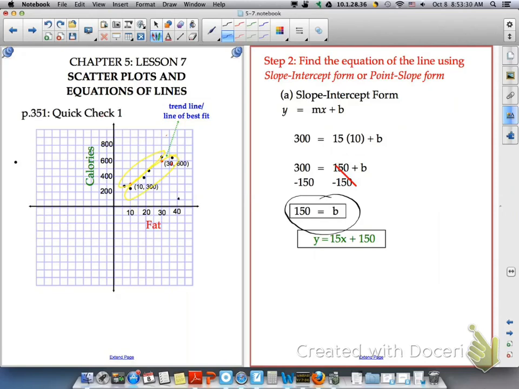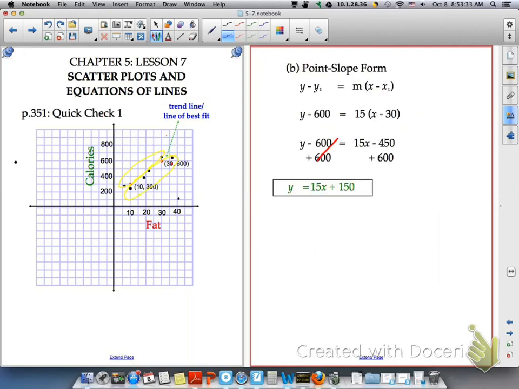How are you doing? Good? Okay. Now you can also use the point slope form, and I'm using the other point here just to change things up a little bit, and you simplify, you still get the same equation.